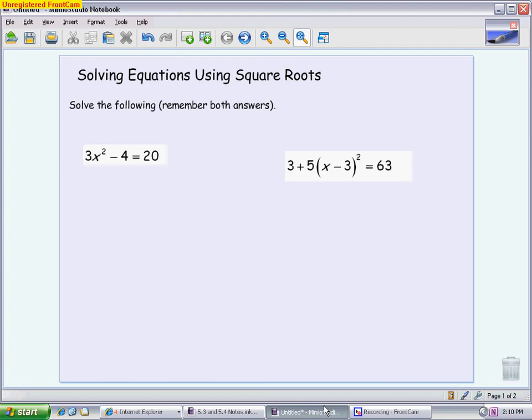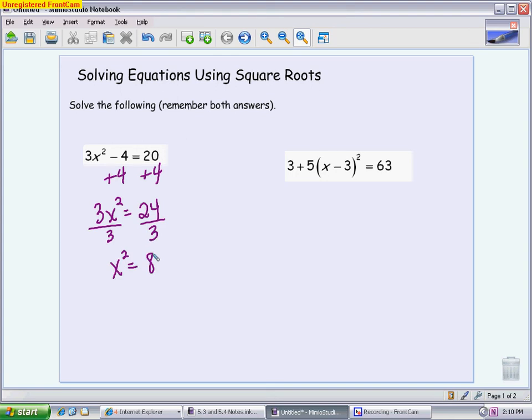So as we start number 1, first step to get the x squared by itself is to add 4. So we have 3x squared equals 24. Next step in isolating it is divide by 3. So we have x squared equals 8. Once you've isolated the piece that's being squared, now you're ready to take the square root of both sides.